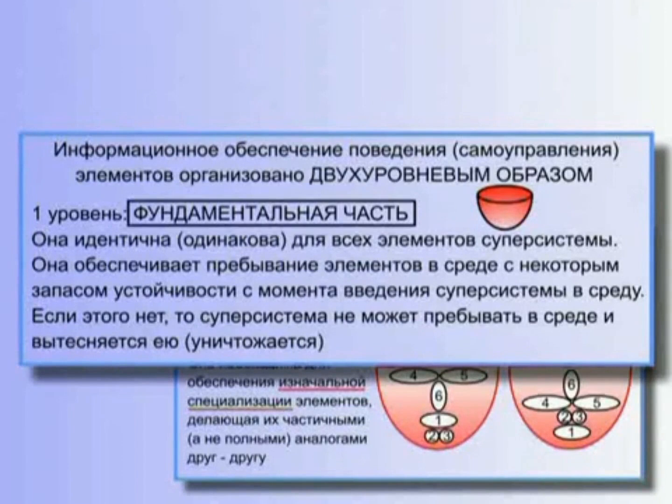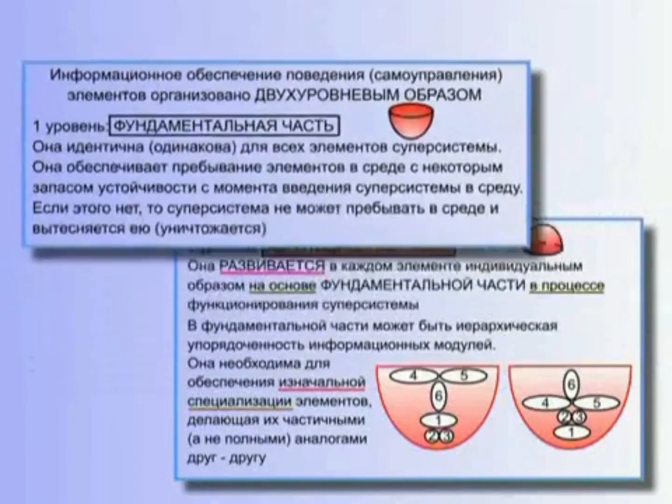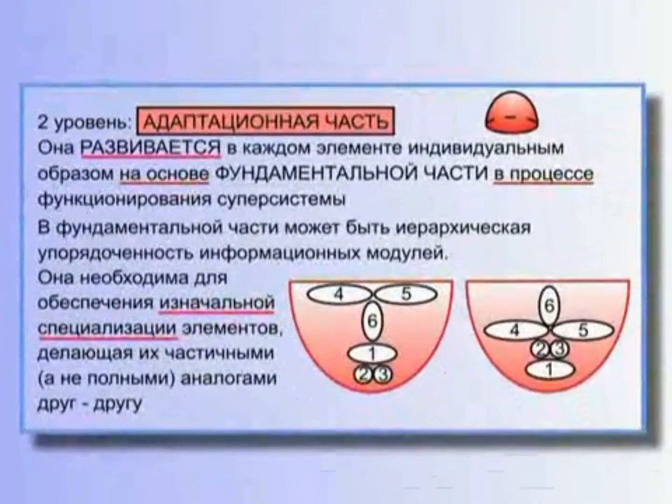That is, it is the same for everyone. Below, we will further examine this using the example of a human. And here is the upper half of the egg, the adaptive part, which means the second level. It develops in each element in an individual manner, based on the fundamental part, meaning that without the fundamental part, there can be no adaptive part. And it develops in the process of the system's functioning.